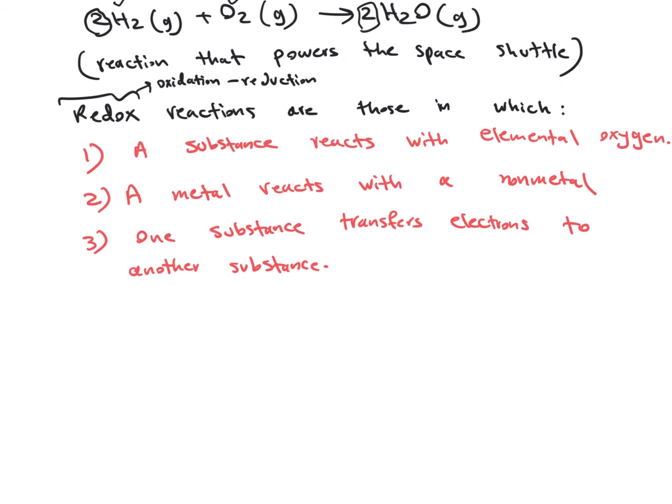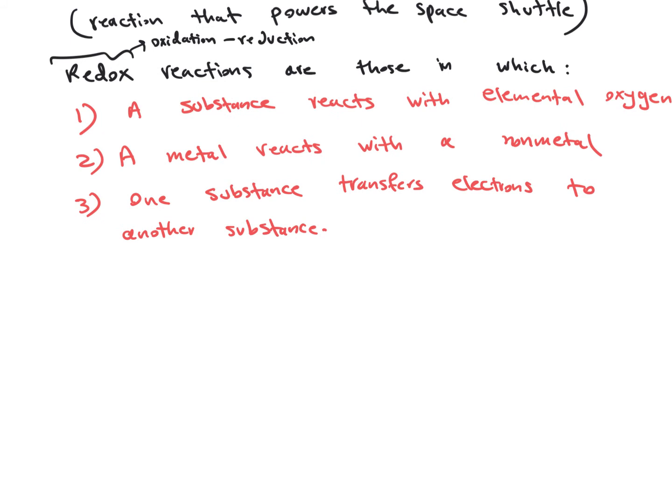So for instance, if you see 4Fe solid plus 3O2 gas gives 2Fe2O3 solid. So if I give you this in the exam and I ask you which type of reaction is this? Can anyone tell me what type of reaction is this? So what do you see? Yes, exactly. You see oxygen, right? And remember, if you see one substance reacts with elemental oxygen, that would be oxidation reduction reaction.